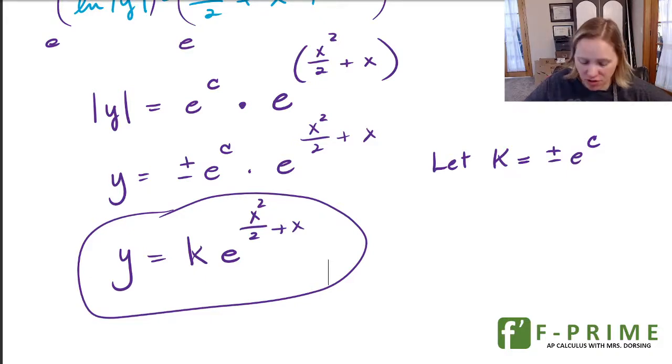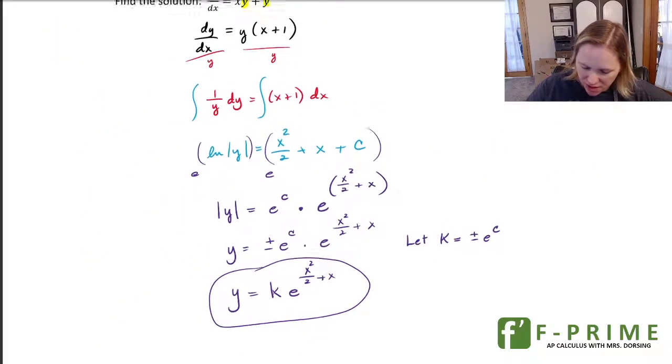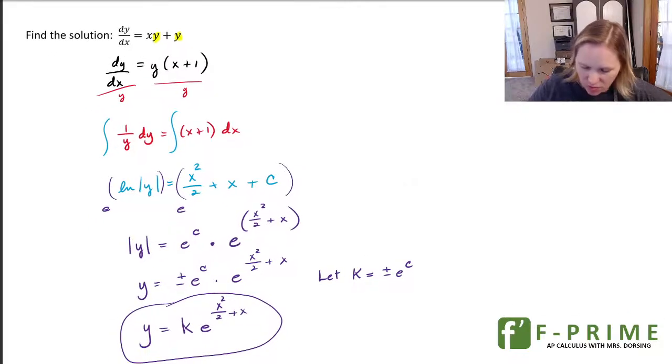And the thing I want you to take away from this example is less the end result of having k in the answer and more the beginning where we separated our variables and we had to factor out the y so we could divide it. Remember, you cannot add or subtract when separating your variables. You must use division or multiplication.